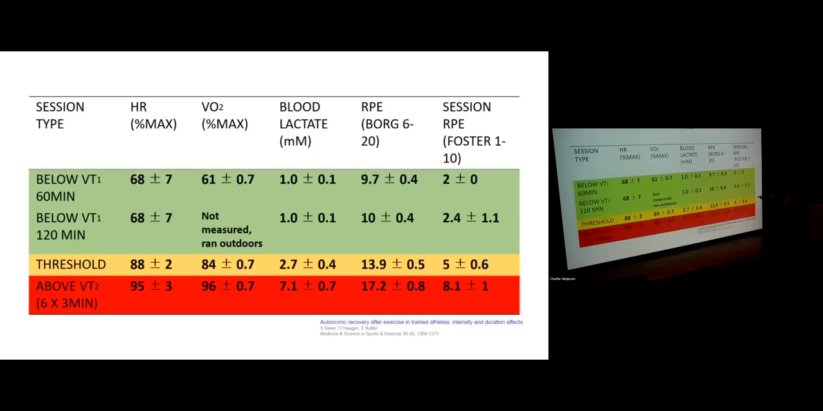But then as soon as you move into the threshold where lactate moves from 1 to 2.7, we saw a completely different response in terms of autonomic nervous system recovery. So that's helped guide us in understanding that yes, 3 zones, but actually, once we cross this frontier, some pretty significant things change in terms of how the body responds.